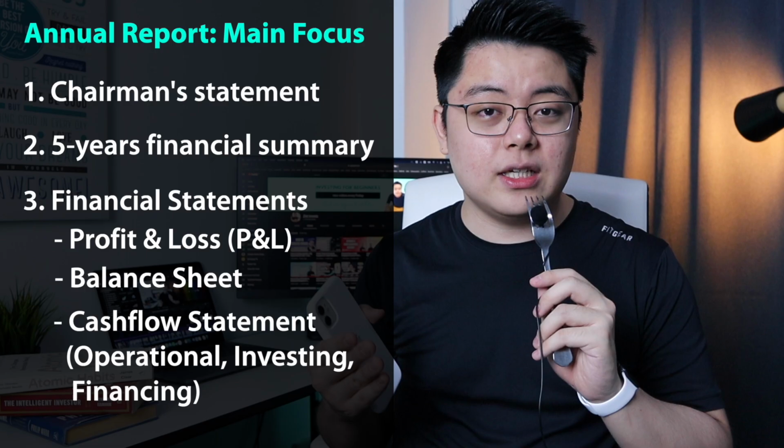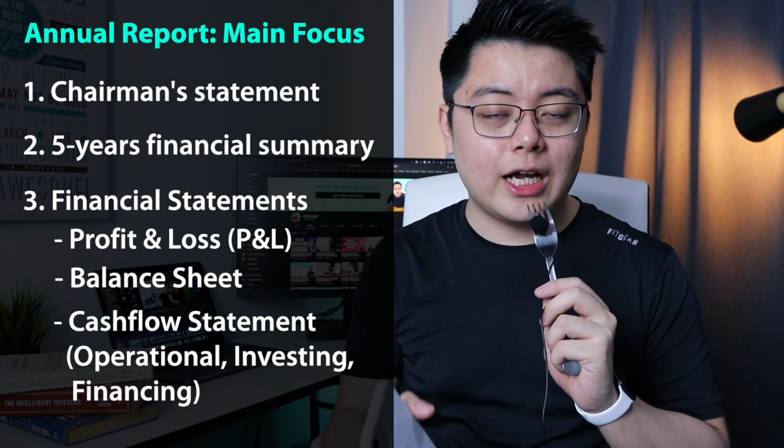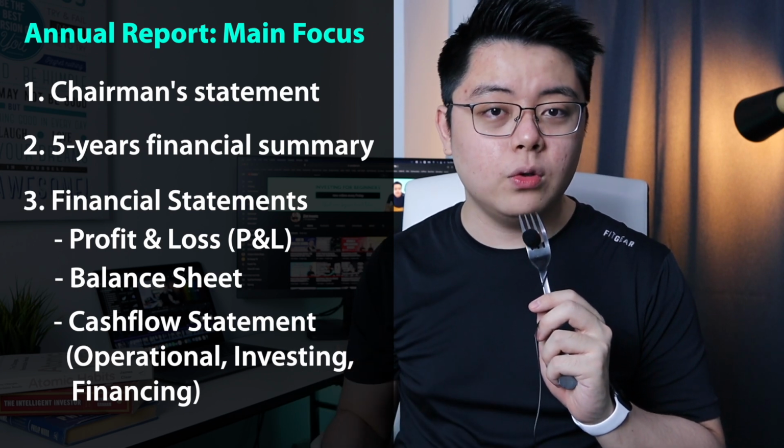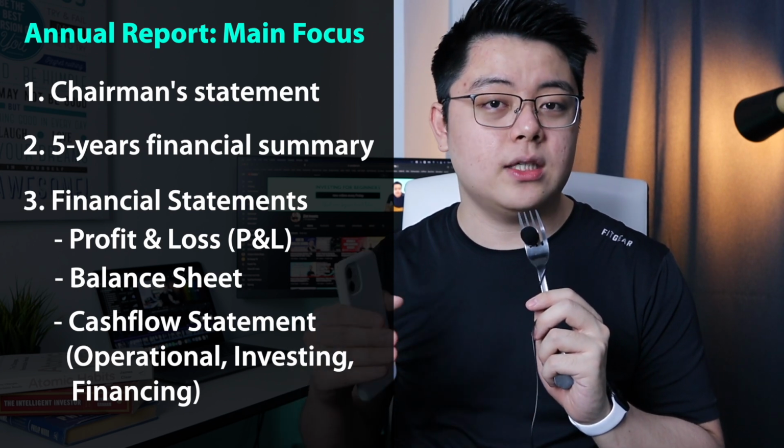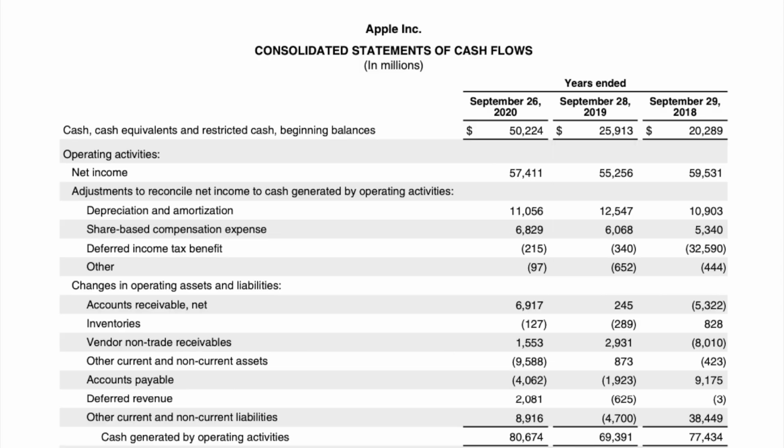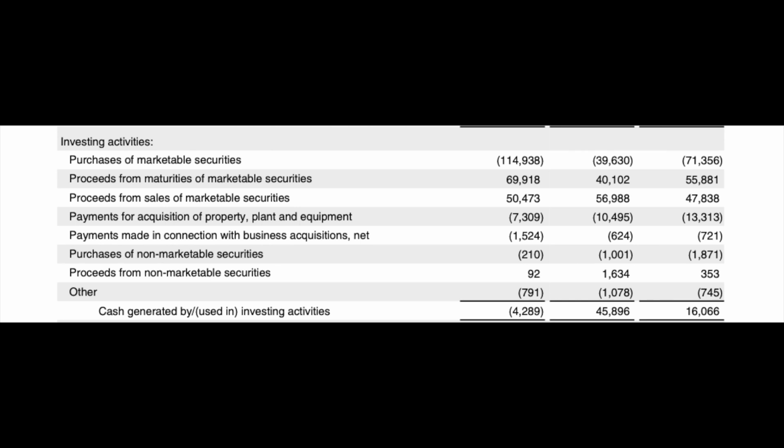And the last thing I look at is the cash flow statement, and it comes in the form of operational cash flow, investing cash flow, as well as financing cash flow. So if the operational cash flow is increasing, that's a good thing. And looking at the investing cash flow, usually I would like to see what the company is spending its cash on, whether it is investing in more acquisitions or buying more equipment and assets. So that is a good thing as well.